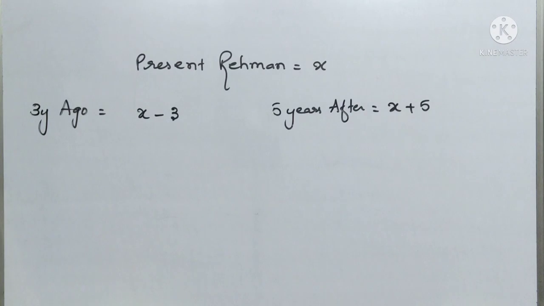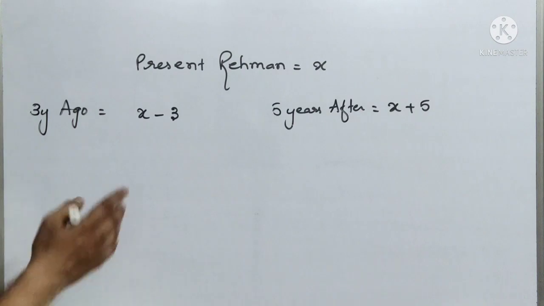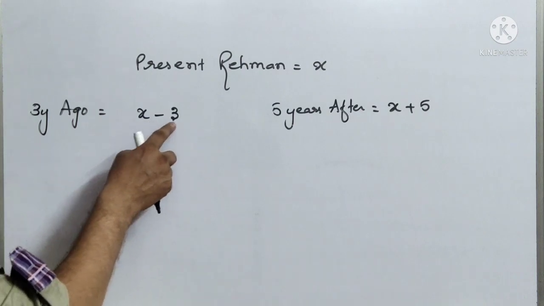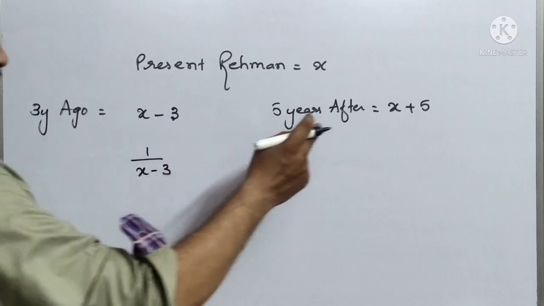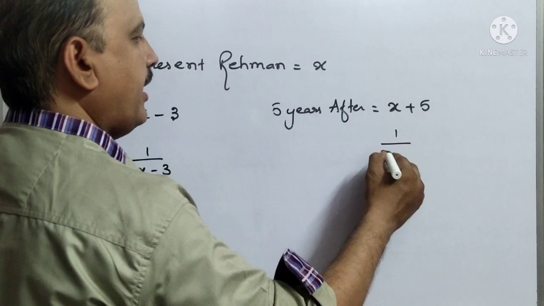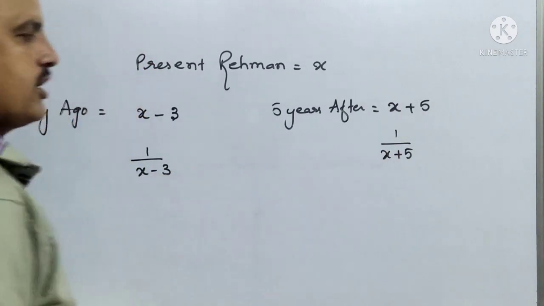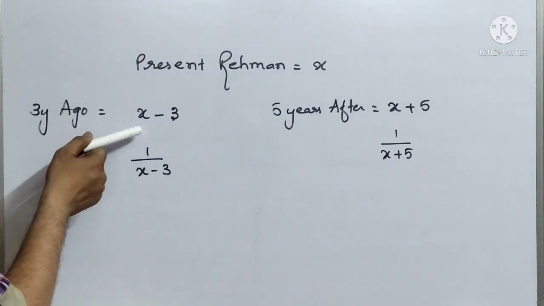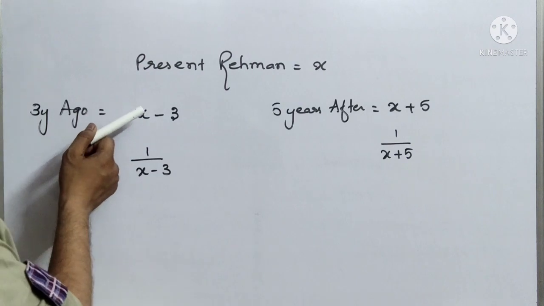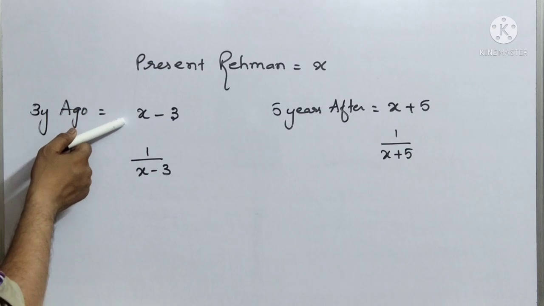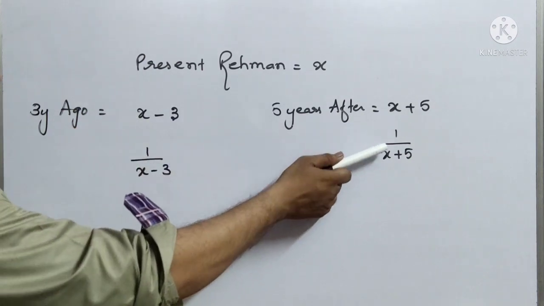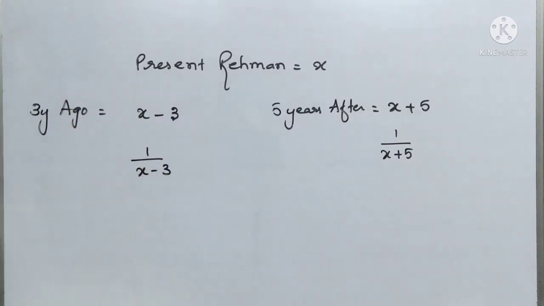Now what happened? The reciprocals, if you clearly observe there, the sum of the reciprocal means just reverse it. X minus 3 means 1 by x minus 3. Reciprocal of this means 1 by x plus 5. Reciprocals means numerator will come as a denominator, denominator will come as a numerator. So you did reciprocal. So 1 by x minus 3 is the reciprocal of x minus 3, and 1 by x plus 5 is the reciprocal of x plus 5.